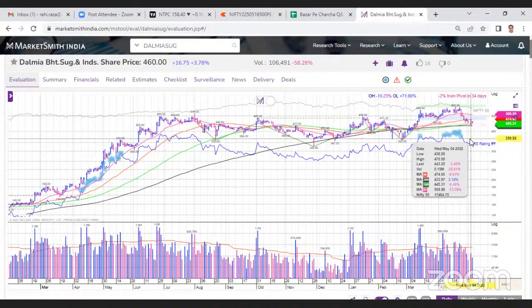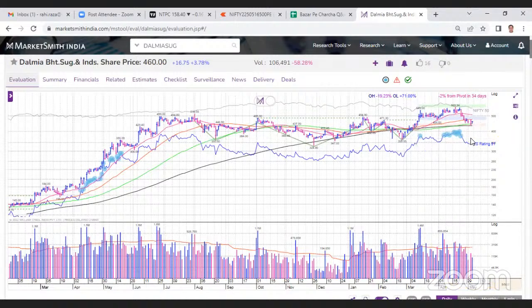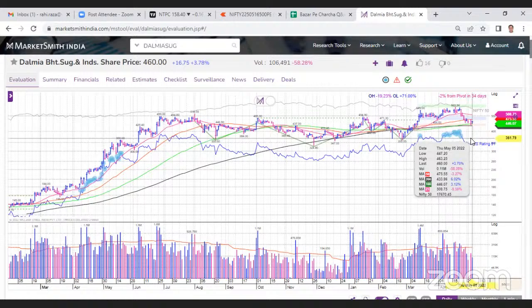So it may try to touch its 200 DMA, but in today's trading session we have seen some bounce back, and it has gained around 3.78%. If this bounce back continues and the stock opens on a positive note, then again we can think of taking a new position. Otherwise, we should wait and watch how the stock is behaving. Maybe it can hit its 200 DMA, and if overall market sentiment turns more negative from here, then obviously it will breach its 200 DMA as well. So let's see how it reacts on Monday.